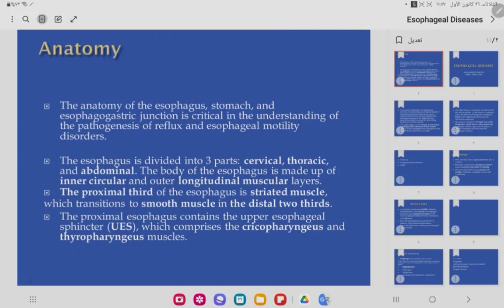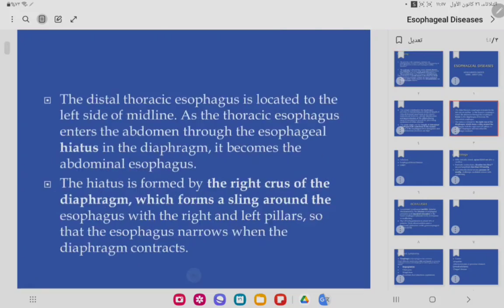Okay. Next, the distal thoracic esophagus is located to the left side of the midline. So the course as it goes is toward the left; it starts in the midline, then goes toward the left because of the heart. As the thoracic esophagus enters the abdomen through the esophageal hiatus in the diaphragm, once it enters, it's called the abdominal esophagus.